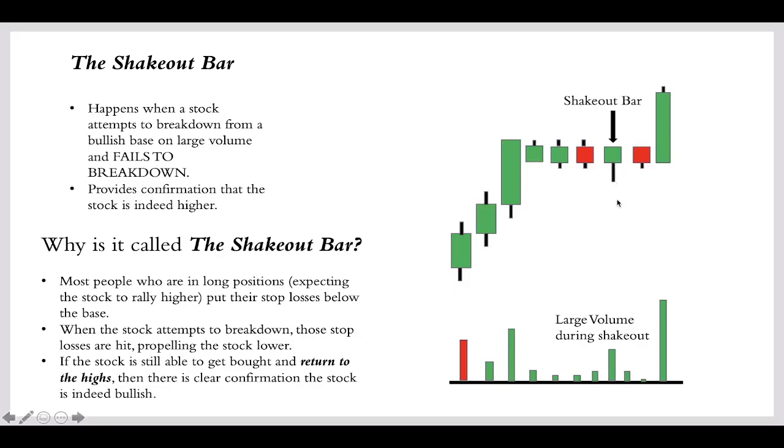Because remember, a bottoming tail suggests that the buyers took control, right? We had a drop, but then the buyers took control, okay? So, during this base, it's consolidating, and then the stock attempted to break down. It attempted to go lower, but the buyers came in, they took control, and they brought the stock right back up. That's basically what happened.